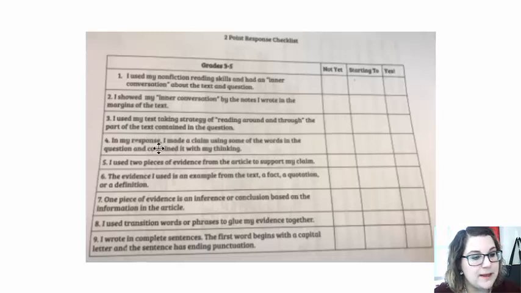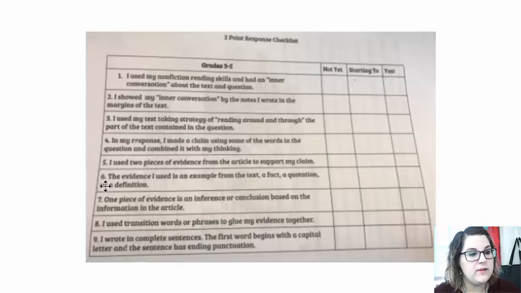In my response, I made a claim using some of the words in the question and combined it with my thinking. What does the text say? What do you say? How do you put those two together? I used 2 pieces of evidence from the article to support my claim. I can't tell you how many people's 2-point responses I had to write 2 details. Use 2 details. Now we'll be able to write not yet, starting to, or yes, that I'm doing it. Make sure you're doing it.